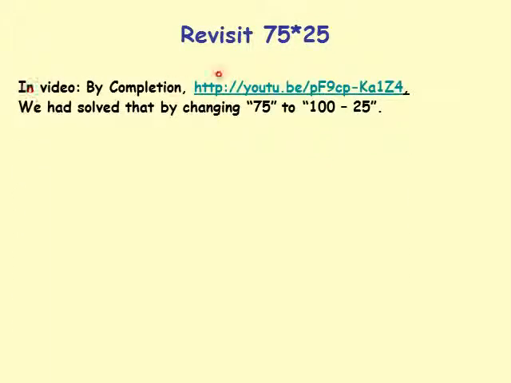Now we'll revisit this problem we studied before, 75 times 25. We did this problem in the video on by completion, where we converted 75 to its equivalent of 100 minus 25. In that video, we were trying to use by completion. We completed 100 out of 75, and to get 100, we had to add 25 to 75, and to keep the problem equivalent, we subtracted 25. So 75 was 100 minus 25.